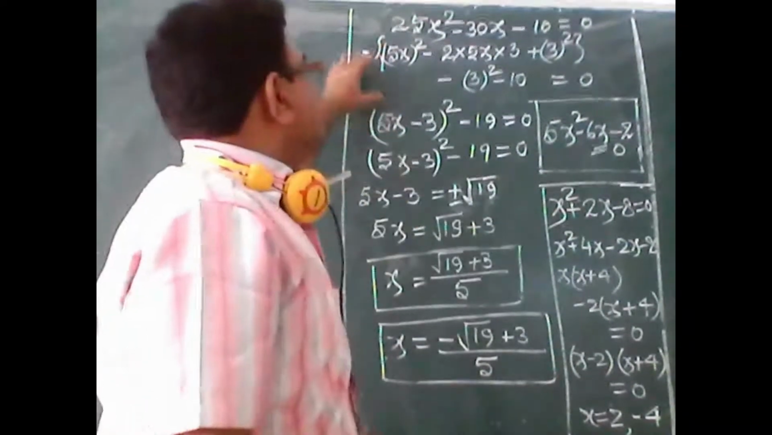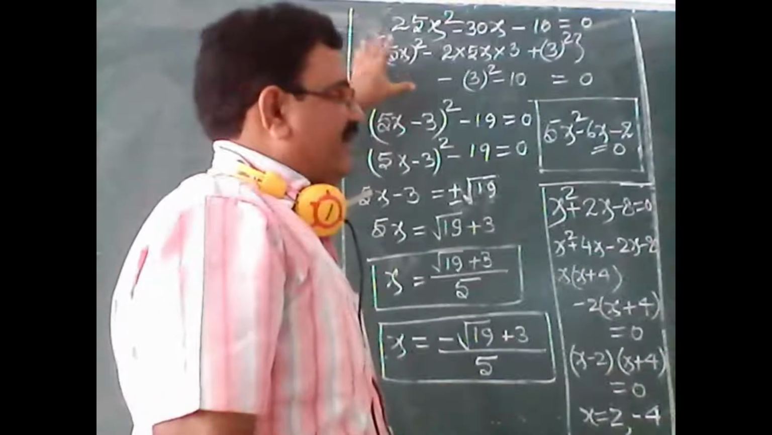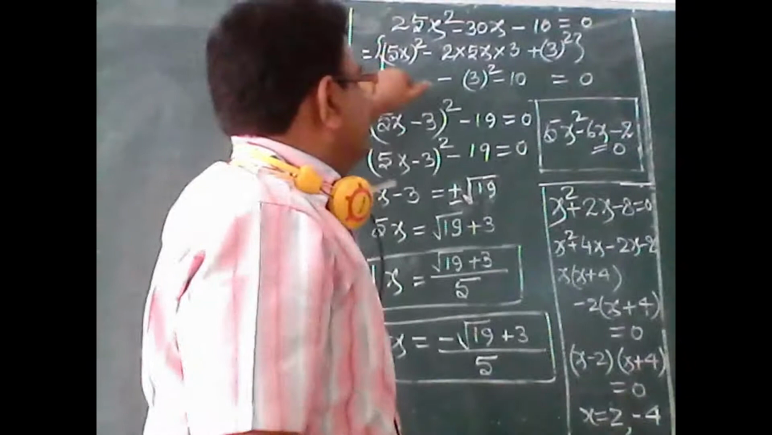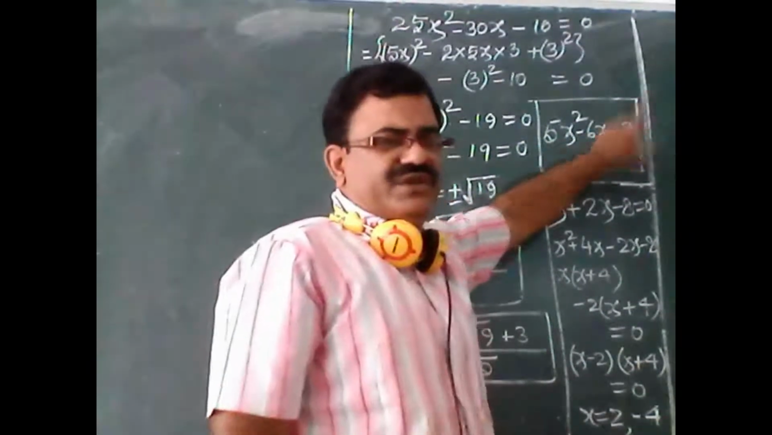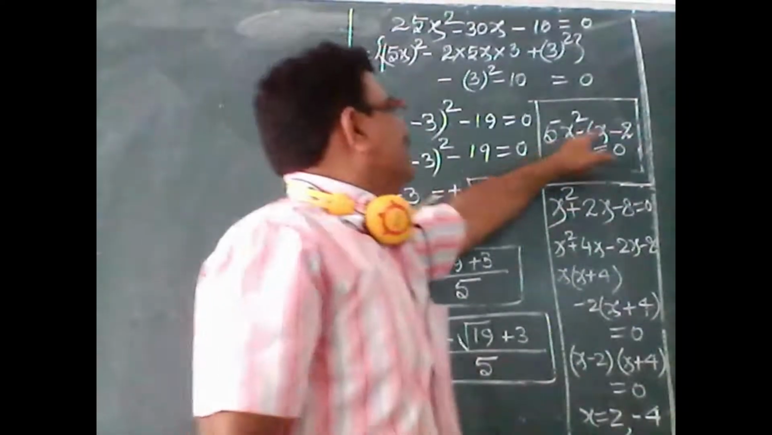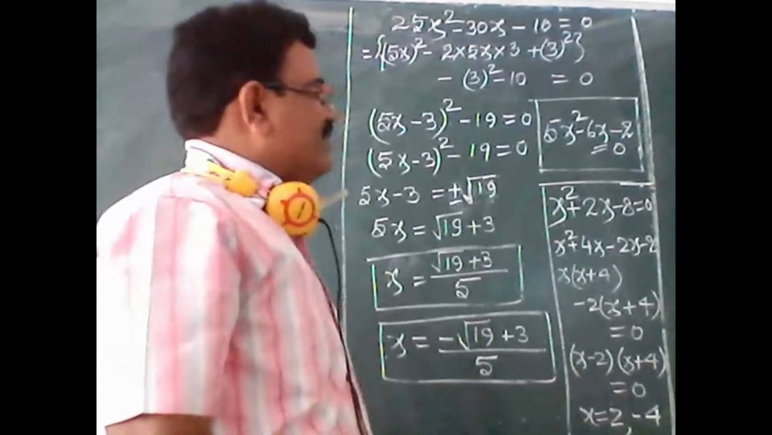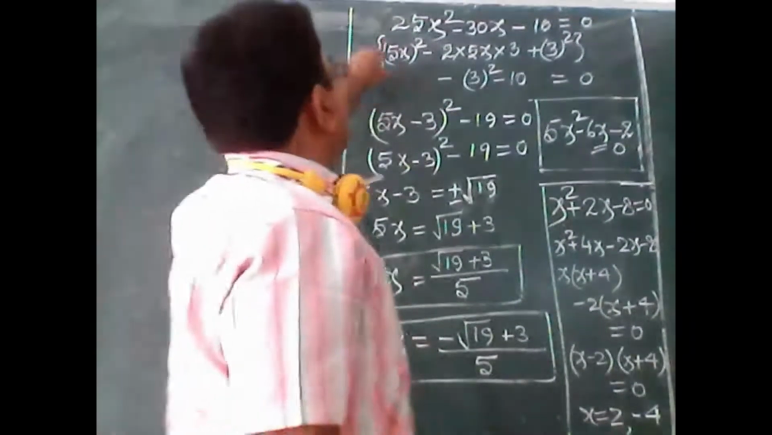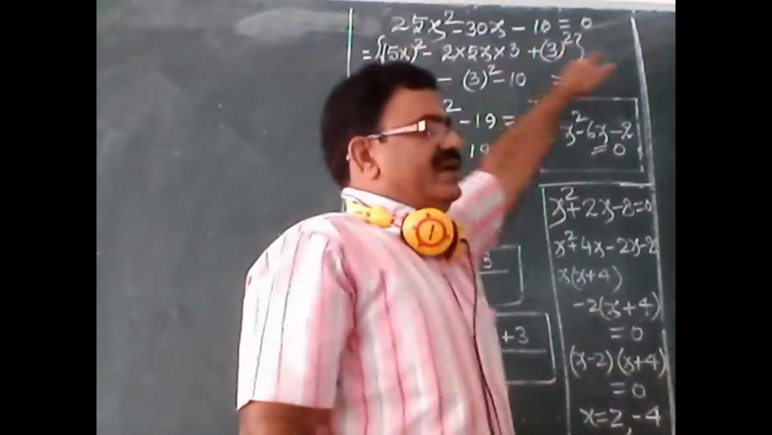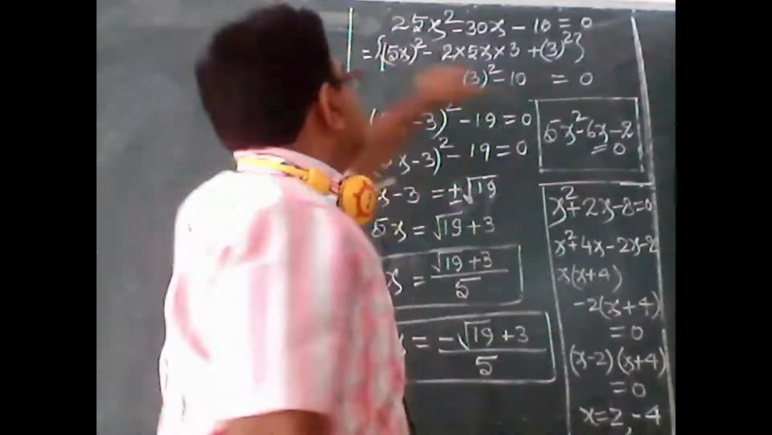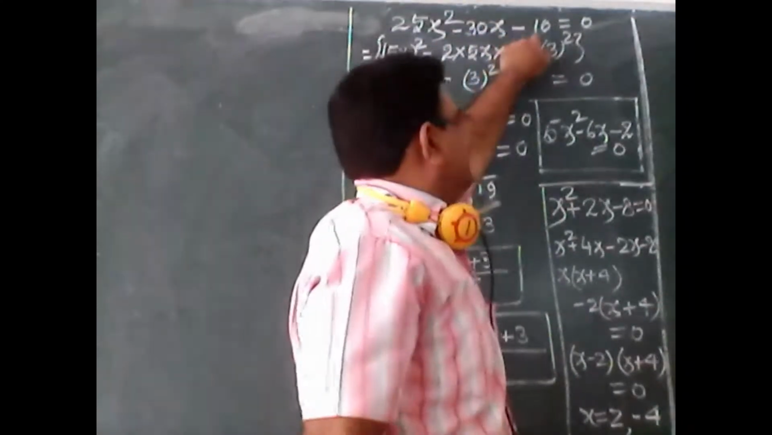Another method is completing the square. You see one question, that is 5x square minus 6x minus 2 is equal to 0. For the solution by the completing the square method, what you will do, you multiply by 5 on both the LHS and RHS terms. We can obtain 25x square minus 30x minus 10.